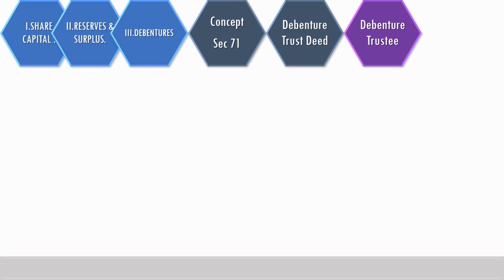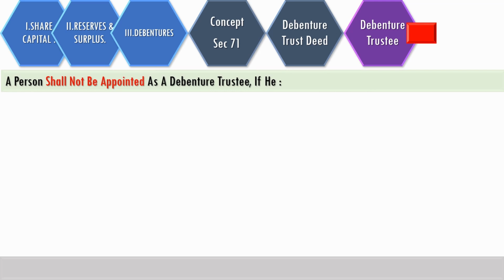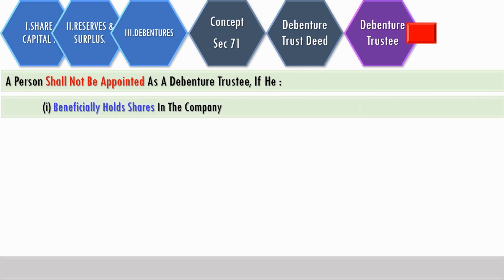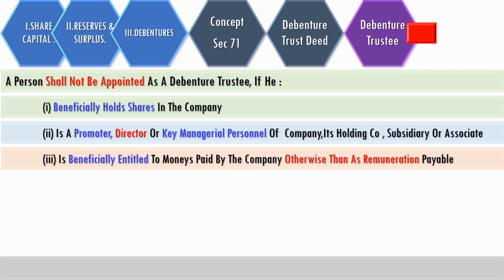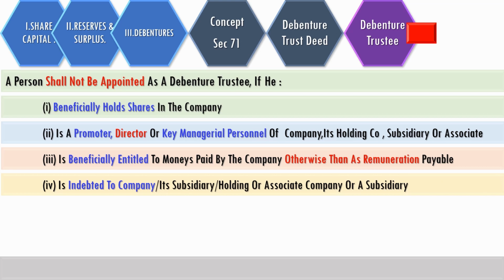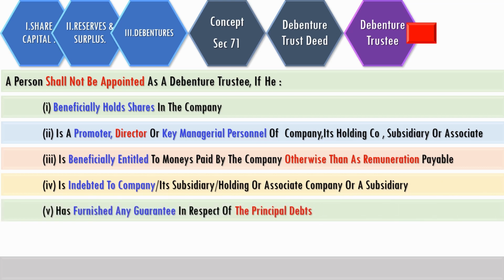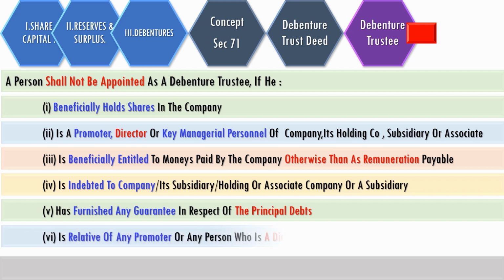To ensure debenture trustee remains objective and impartial, he shall not be appointed as such if he is beneficially holding shares in the company, or he is a promoter, director or key managerial personnel of the company or its subsidiary or associates, or he is beneficially entitled to monies otherwise than as remuneration payable, or he is indebted to the company or its subsidiaries or associates, or he has furnished any guarantee in respect of the principal debts of the company, or he is a relative of any promoter or any person who is a director or key managerial person of the company.